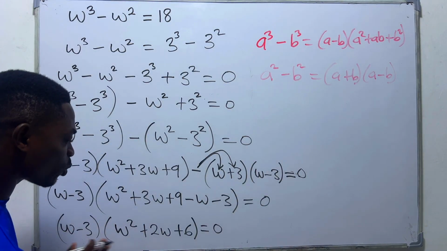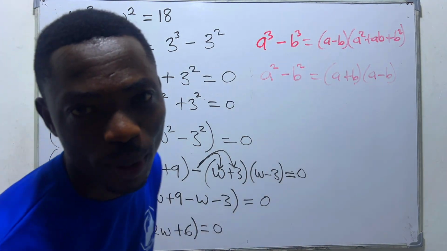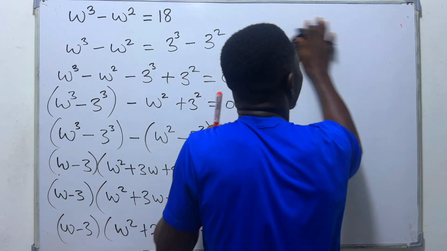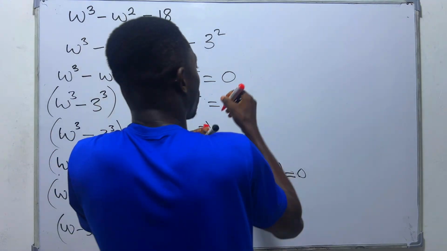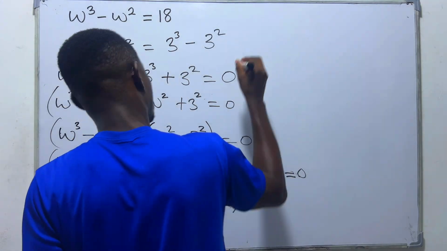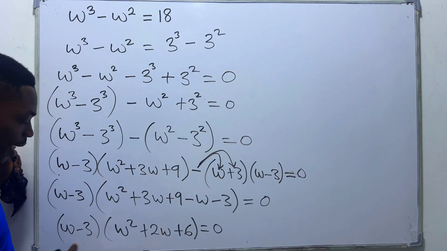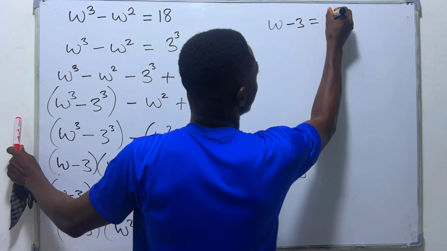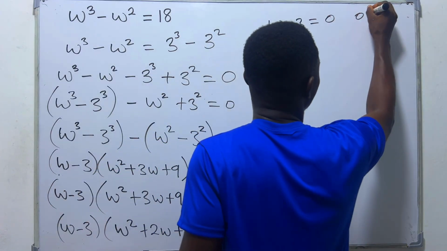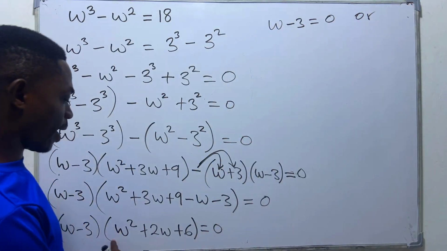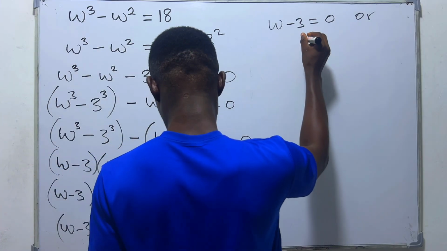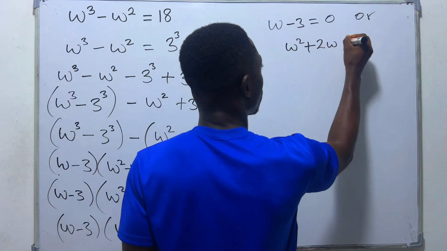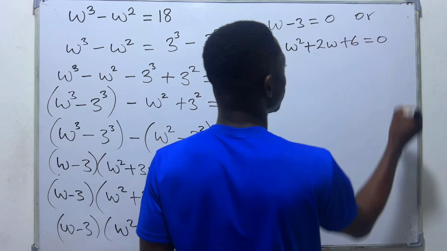Now, product of 2 factors is equal to 0. We can have 2 possibilities. And the first possibility is that the first factor is equal to 0, or the second one is equal to 0. So we have this one right here is 0. So we're going to be getting w minus 3 is equal to 0, or this right here is 0. So w squared plus 2w plus 6 is also 0.